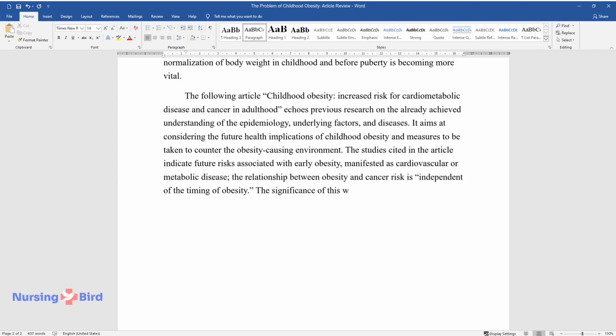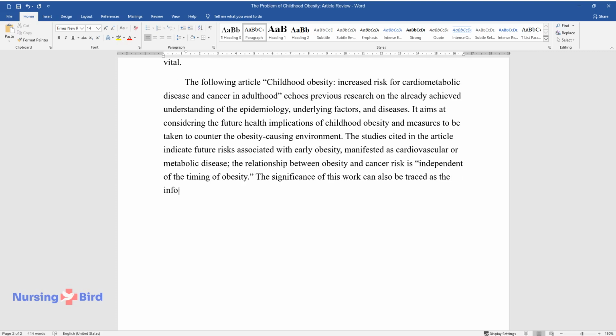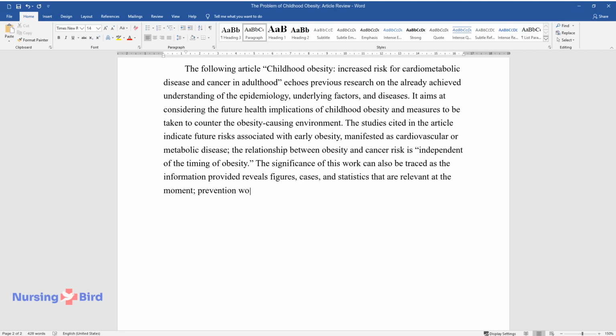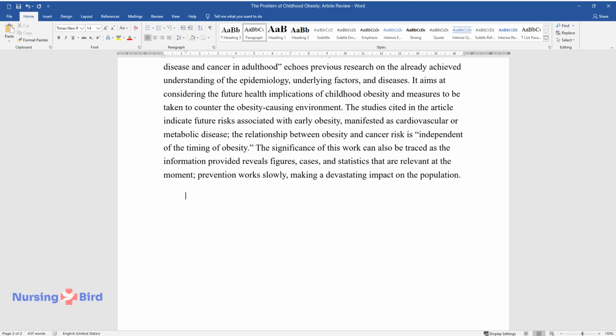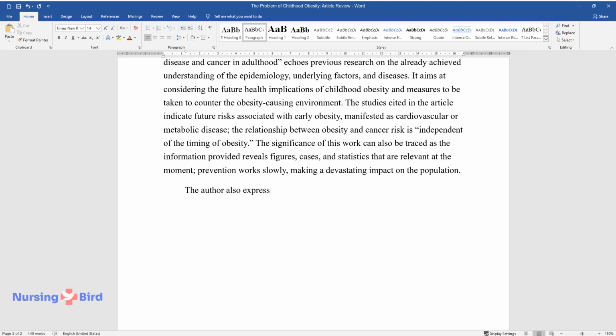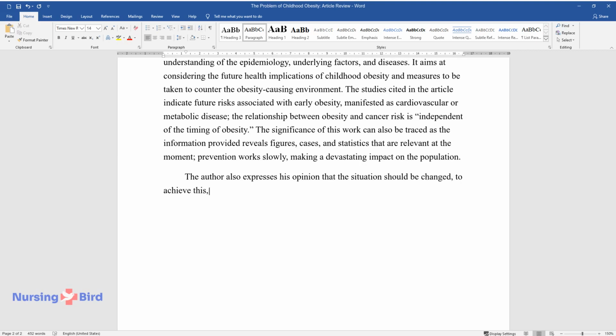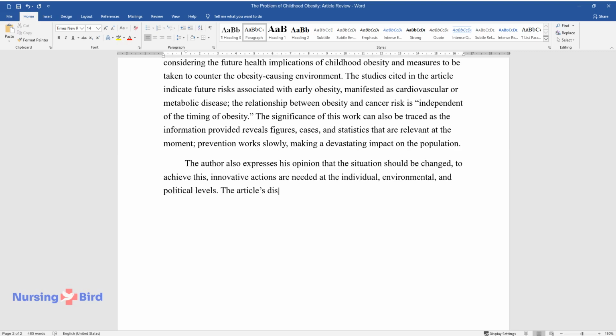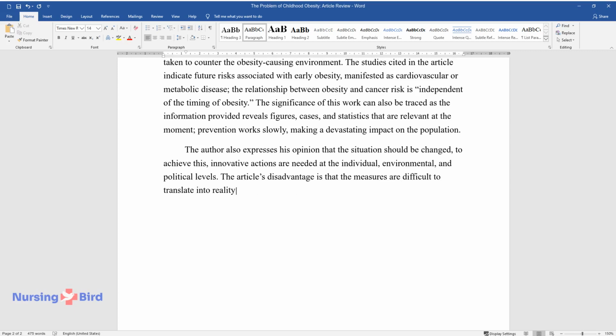The significance of this work can also be traced as the information provided reveals figures, cases, and statistics that are relevant at the moment. Prevention works slowly, making a devastating impact on the population. The author also expresses his opinion that the situation should be changed. To achieve this, innovative actions are needed at the individual, environmental, and political levels. The article's disadvantage is that the measures are difficult to translate into reality.